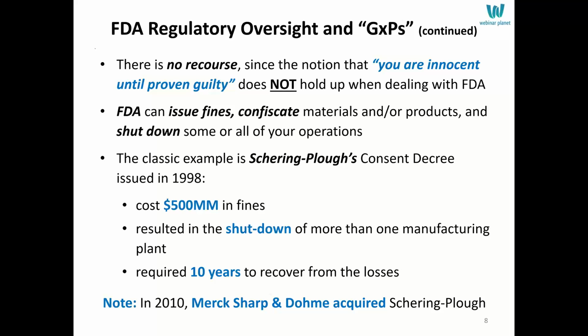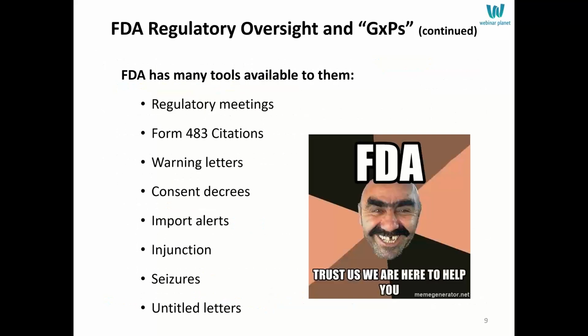Schering-Plough Pharmaceutical found this out when they were issued a consent decree in 1998. Now, this is an example from 25 years ago. There have been many since then, but this one cost $500 million in fines 25 years ago. They had to shut down more than one plant, and it took them about 10 years to recover. They never actually recovered. In 2010, they were so vulnerable, they were taken over by Merck Sharp and Dohme. So you can see the impact on the bottom line of the company.